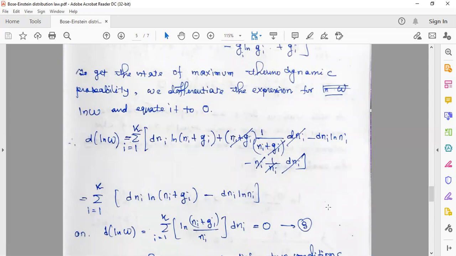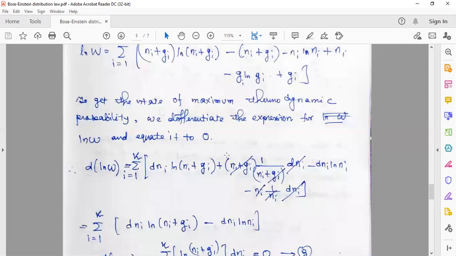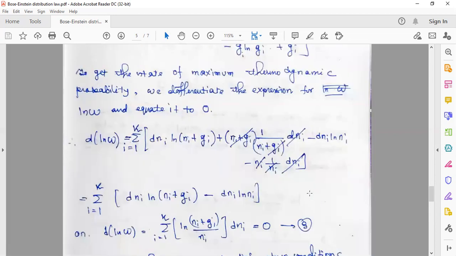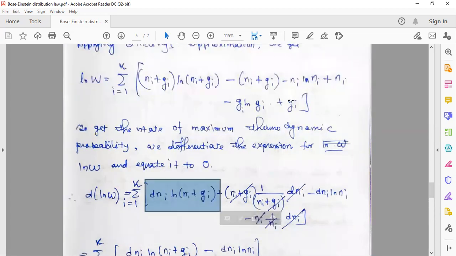Okay, so after that, you see, this term gets cancelled. This term gets cancelled. So dni will be here, and here also dni will be there, because this ni gets cancelled. So we will have dni and dni, and these two terms just get cancelled. They will cancel each other, they will become 0. So we'll be left with only this term and this first term.